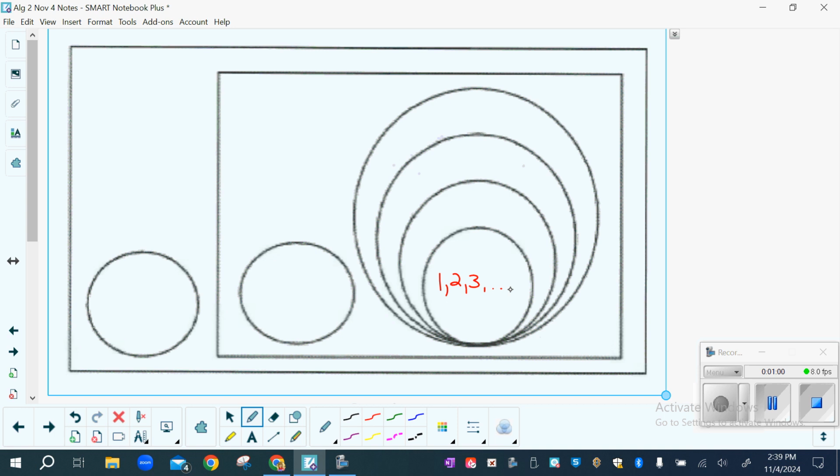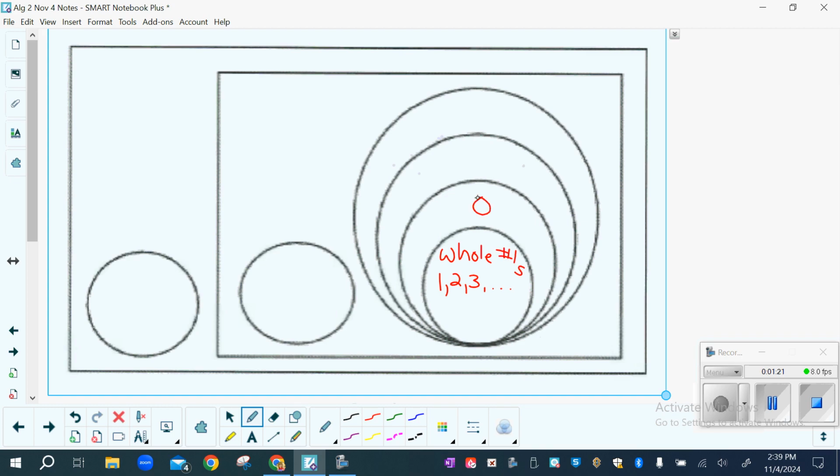But they are the same pattern, right? Up to infinity. What is the name of these numbers that start with 1 and keep going up by 1 up to infinity? What did you say, Yusuf? Whole numbers.